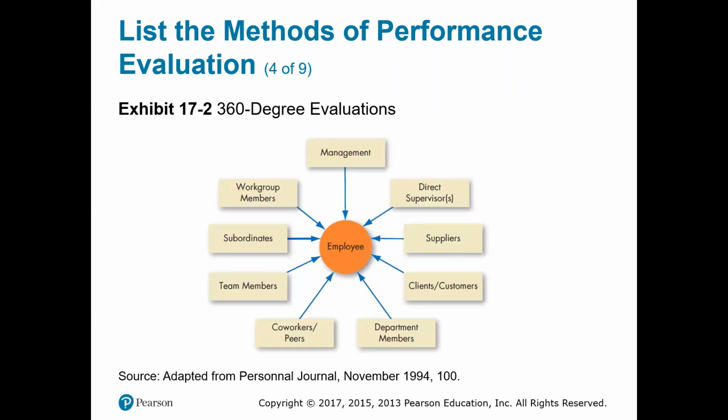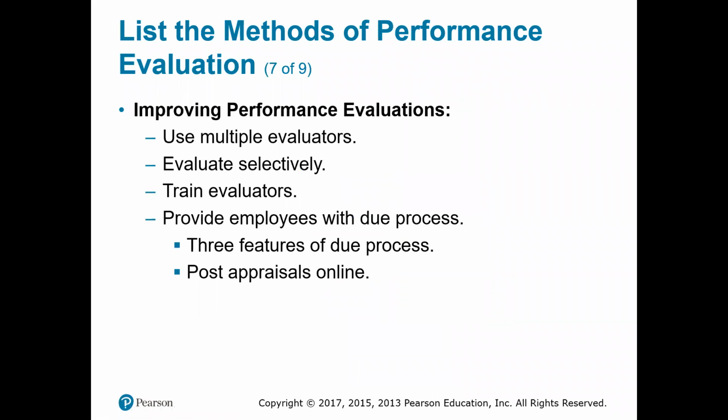And that's exactly this. Your management can evaluate you, your direct supervisor, suppliers whom you're interacting with can evaluate you, your customers and clients, because those are the most important stakeholders, they can evaluate if you're doing a good job, department members, co-workers and peer group members, team members, subordinates, work group members. You can take inputs from anybody. It's not necessary to take from all, but a 360-degree feedback is making sure you're not having those personal biases and prejudices. Use multiple evaluators, evaluate selectively.